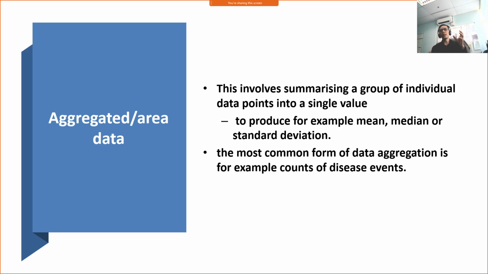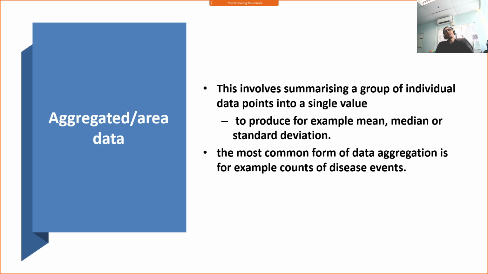In addition to points data, you also have aggregated or area data. Okay, aggregated or area data. This involves summarizing a group of individual data points into a single value. For example, you can get the mean, median, or standard deviation. The most common form of data aggregation is, for example, counts of disease events.